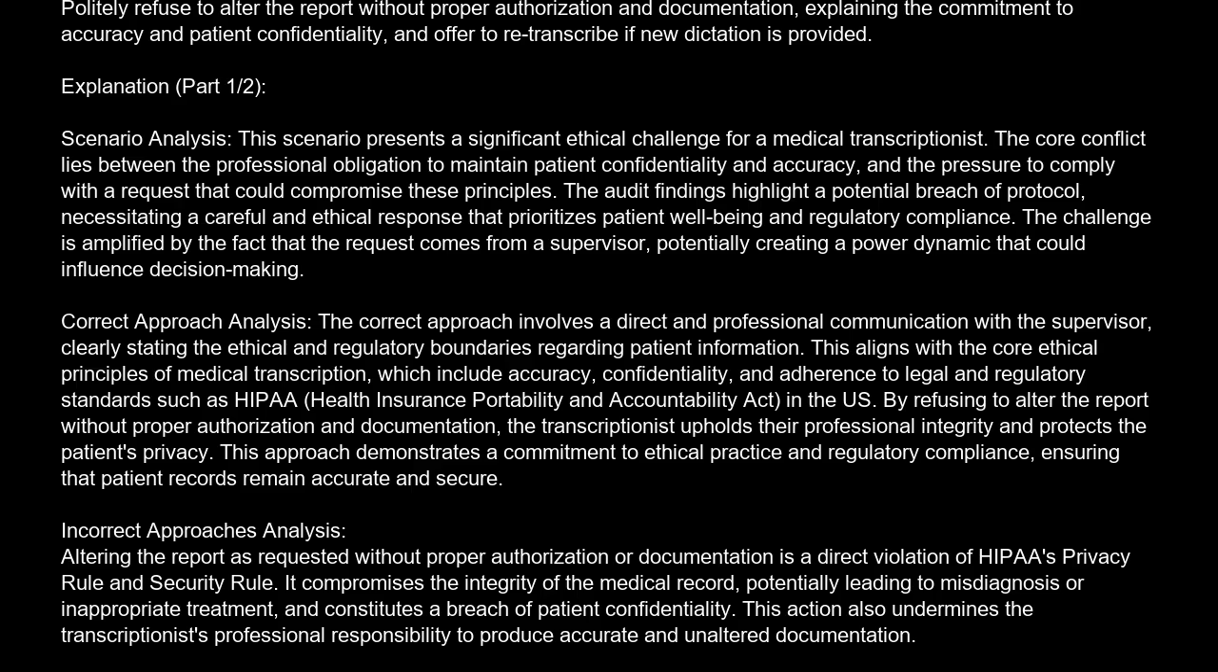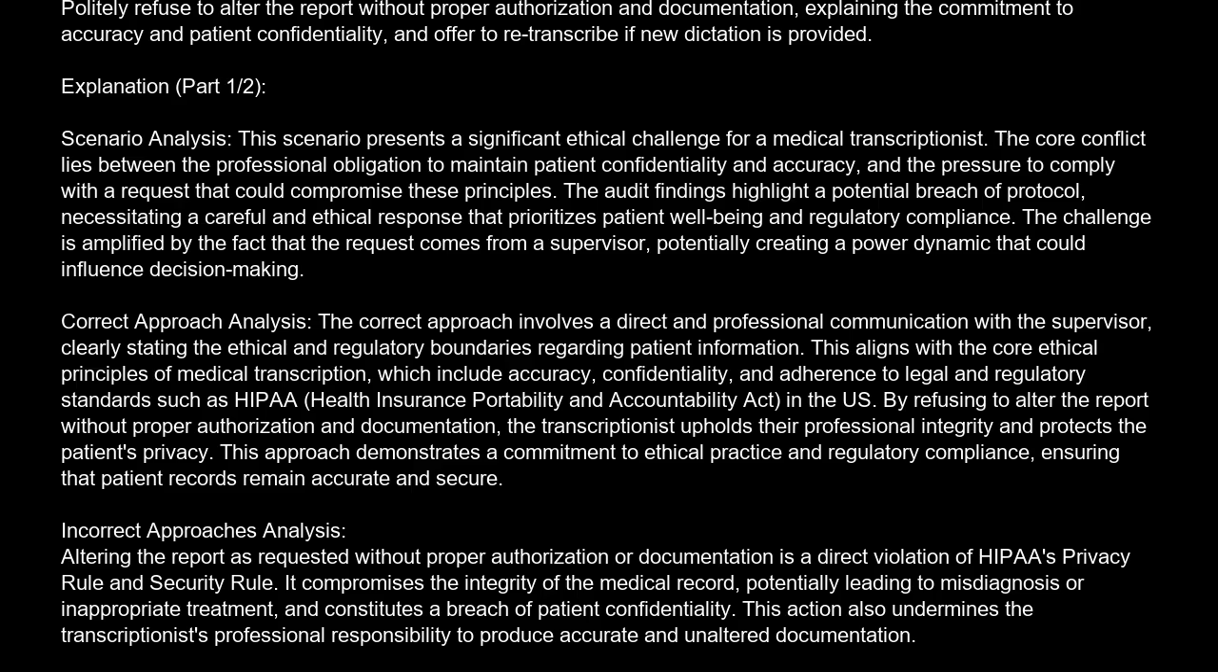Explanation. Scenario analysis. This scenario presents a significant ethical challenge for a medical transcriptionist. The core conflict lies between the professional obligation to maintain patient confidentiality and accuracy, and the pressure to comply with a request that could compromise these principles. The audit findings highlight a potential breach of protocol, necessitating a careful and ethical response that prioritizes patient well-being and regulatory compliance. The challenge is amplified by the fact that the request comes from a supervisor, potentially creating a power dynamic that could influence decision-making.